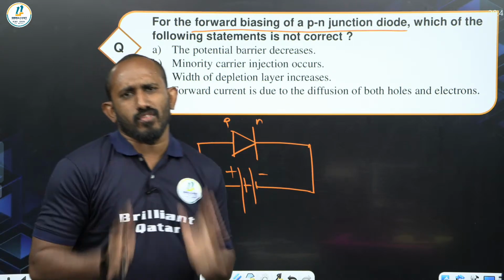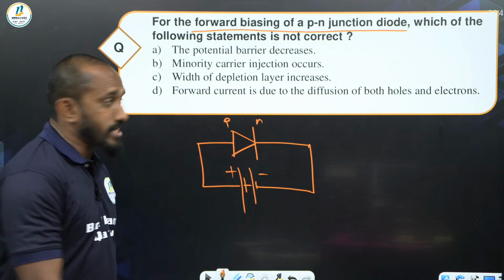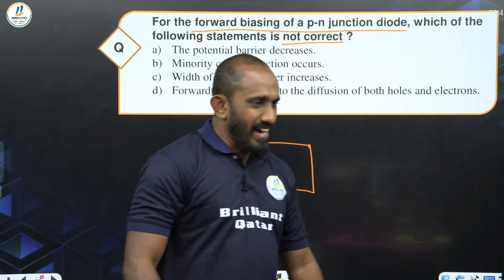So here the question is regarding forward bias. Which of the following statements is not correct? Very important, the question asks which is not correct.